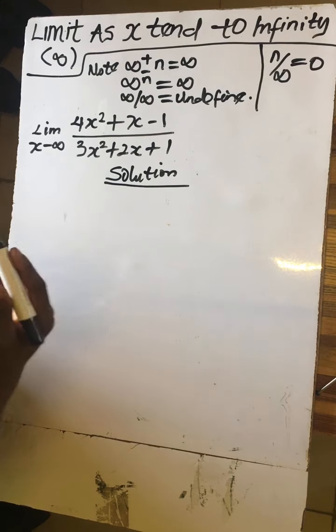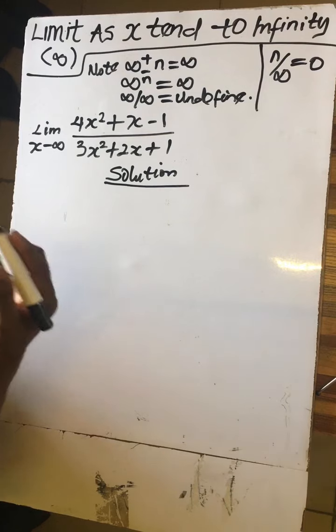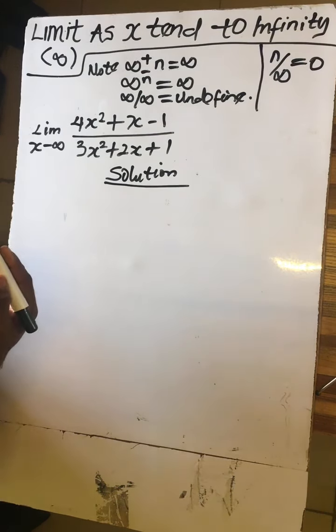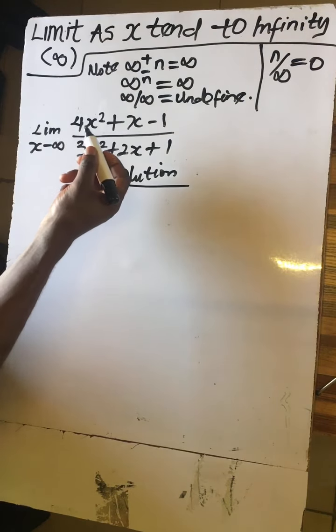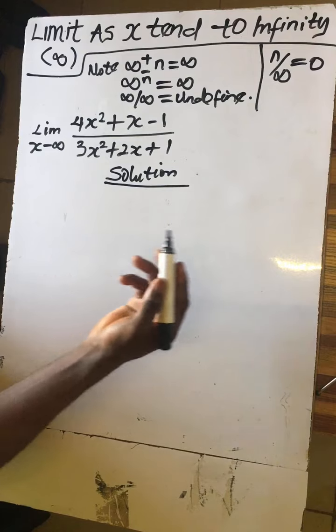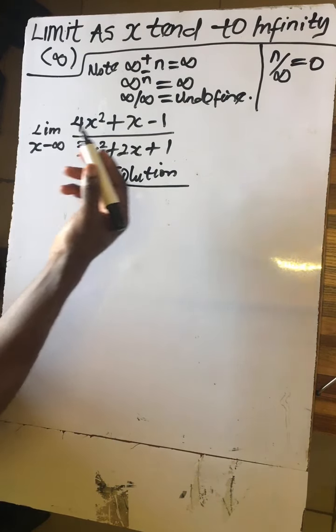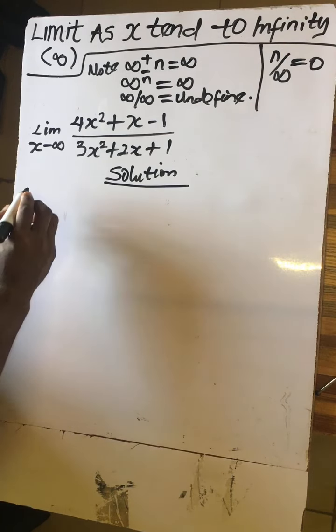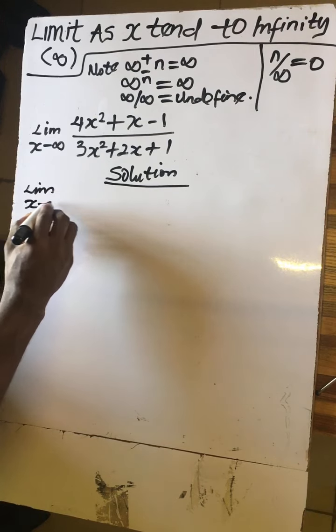plus 2x plus 1. So for us to solve this question now, what we have to do is divide by the variable that has the highest power, which is x squared. So we use it to divide each and every one of the numbers and variables. So we write the limit as x tends to infinity.